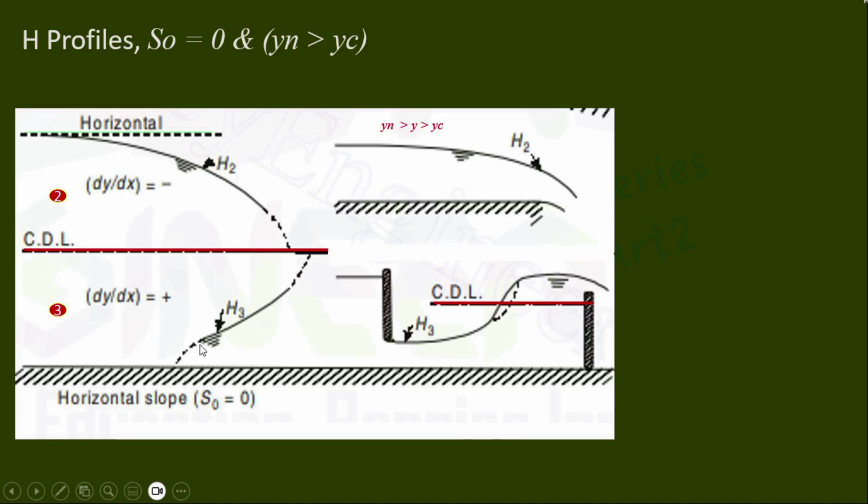And for H3 profiles, dy/dx is positive. So flow depth starts from zone 3 and is increasing in the direction of the flow. So this is an example of a backwater curve. And this horizontal slope is very rare in nature.